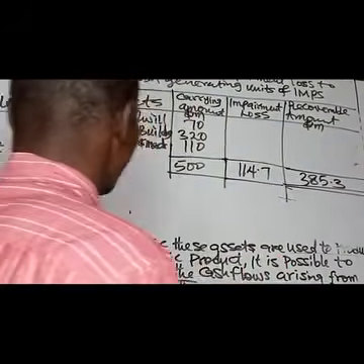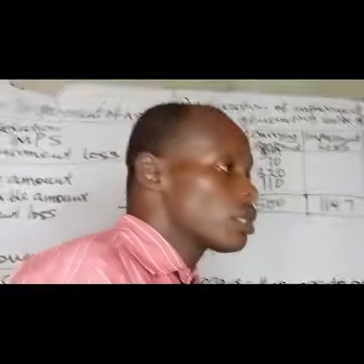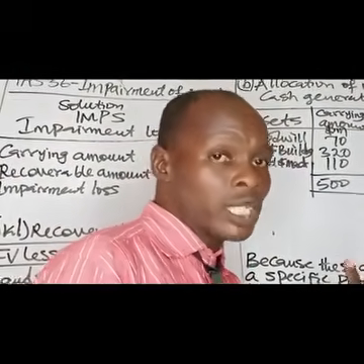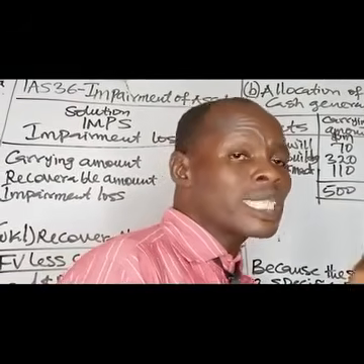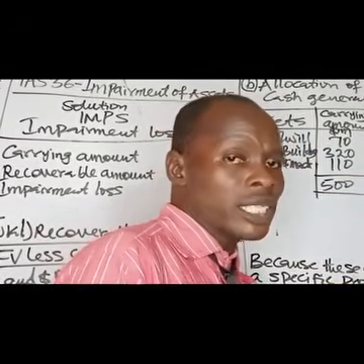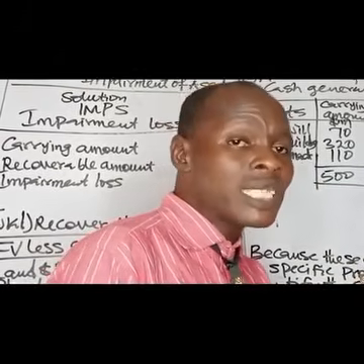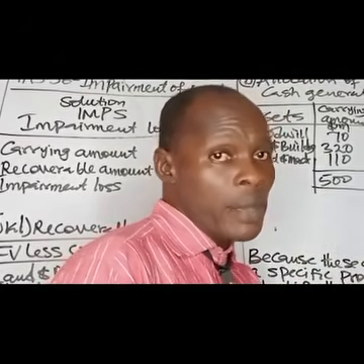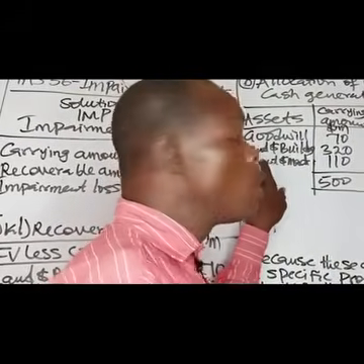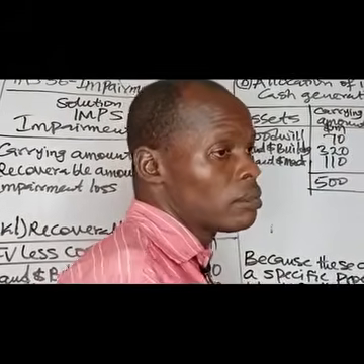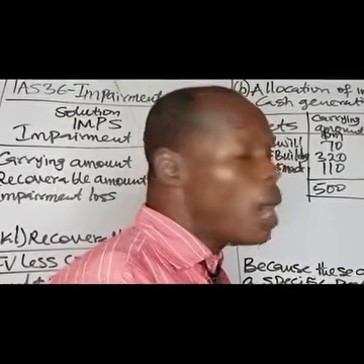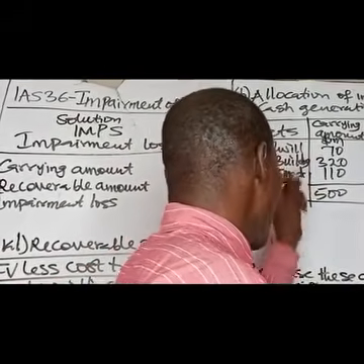Now, I've given you the procedures for allocating impairment loss to a cash generating unit. I've told you that the first item to consider is monetary assets, and that monetary assets or monetary items should not be impaired. So, if you look at this question, there are no monetary assets. After monetary assets, we have specific assets. None of the assets is specifically impaired.